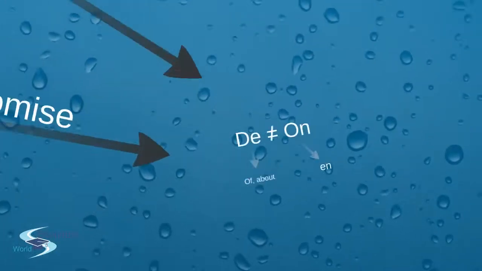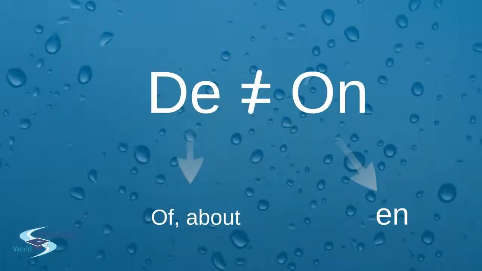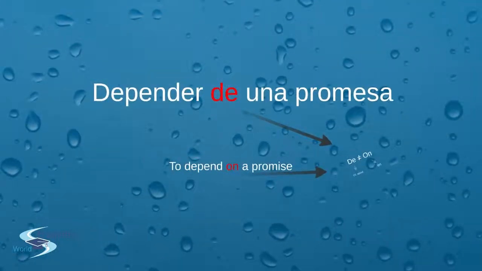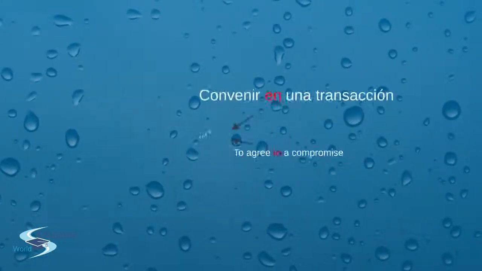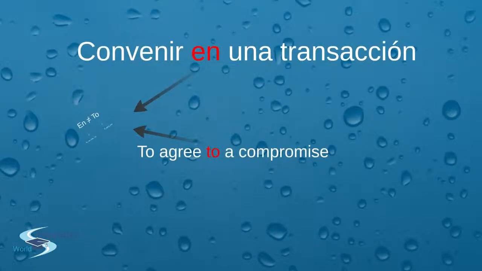In this case, for example, de doesn't mean on, de means of or about, when on would be translated as en. Okay? But this is something that you have to learn by heart. Depender de una promesa. Convenir en una transacción. To agree to a compromise. Convenir, to agree, is one way to say to agree, okay? En una transacción, to a compromise. Could be translated like that, right?